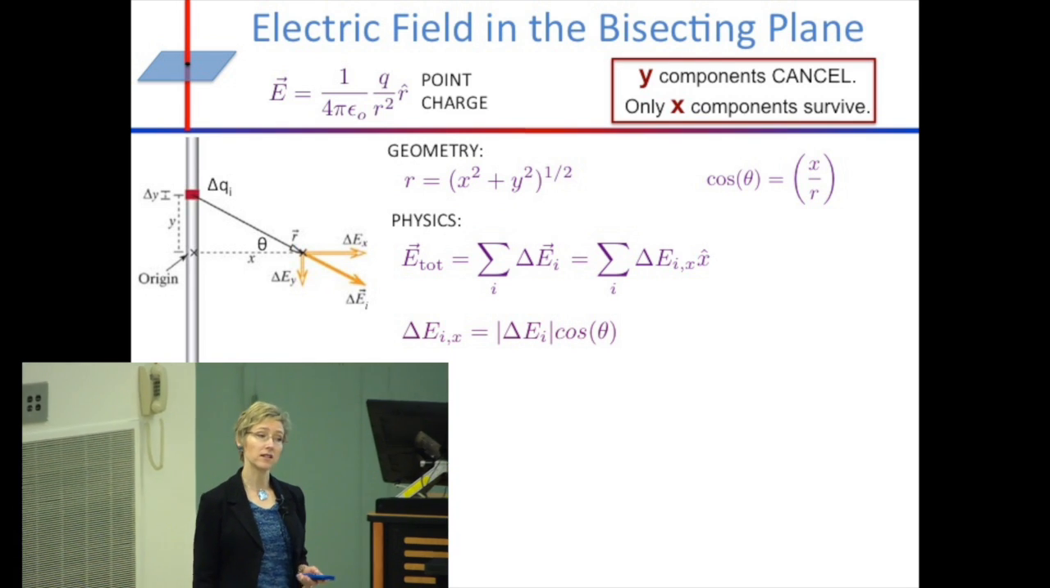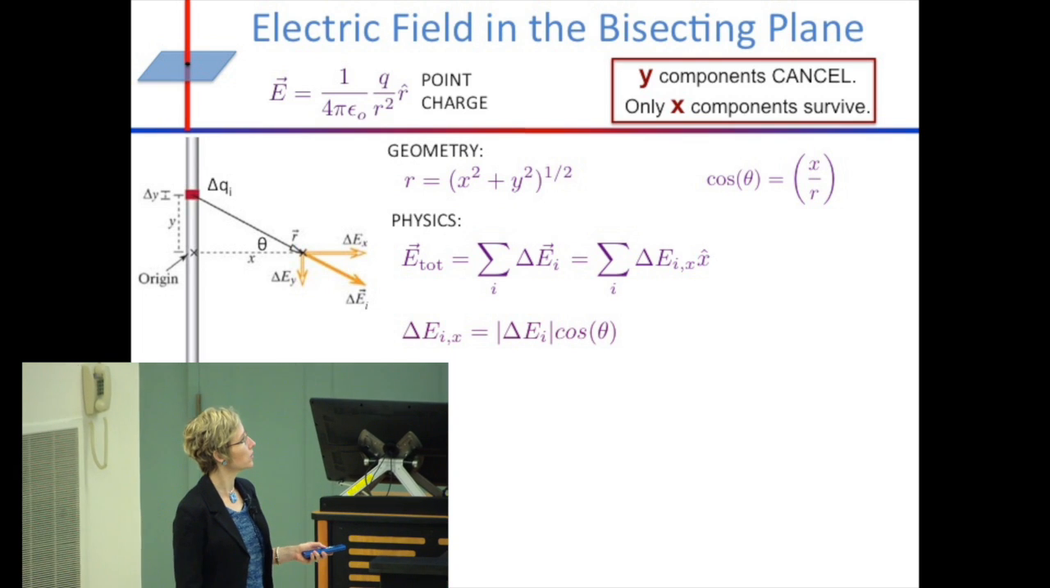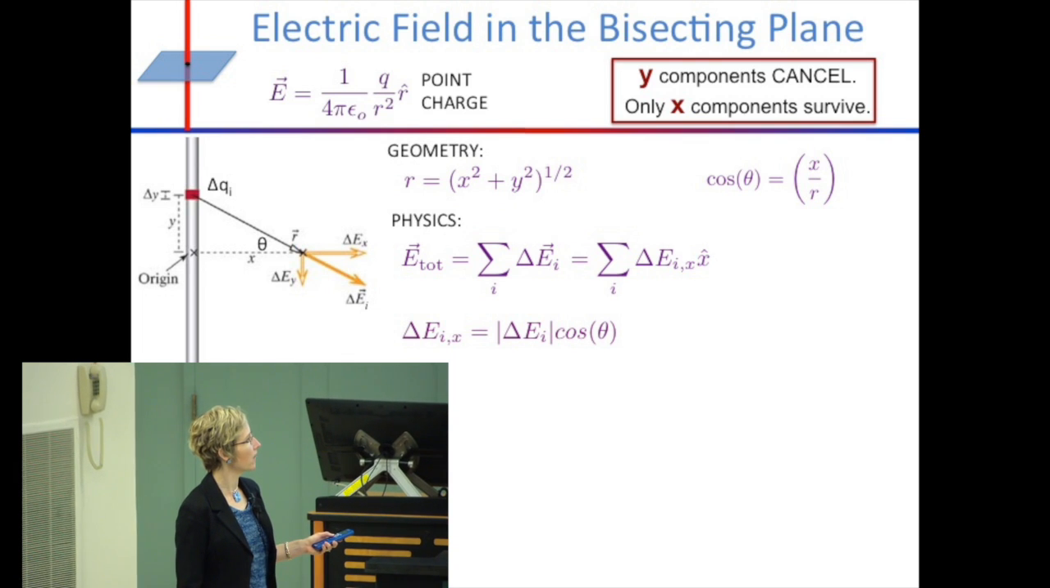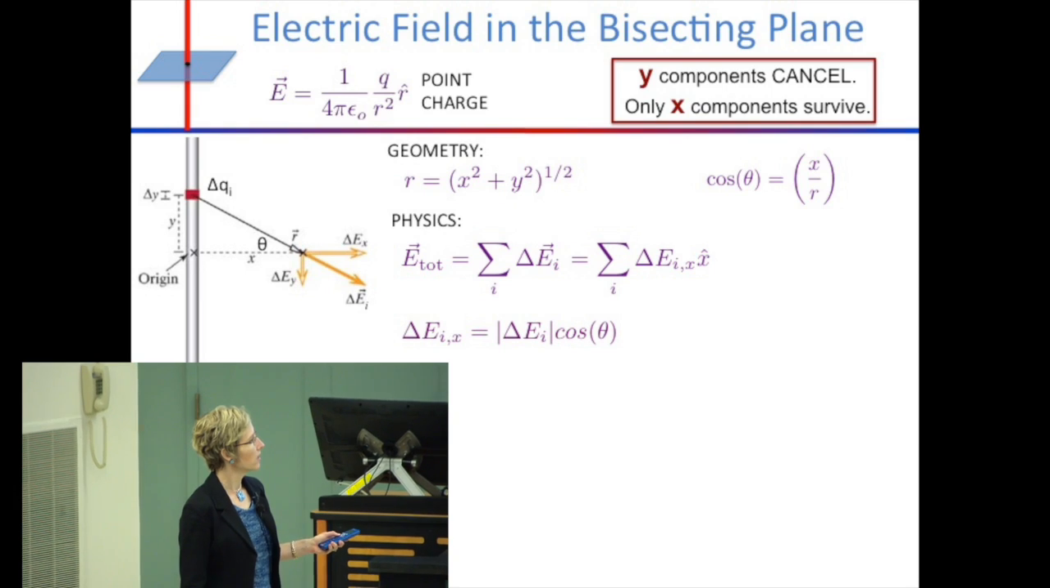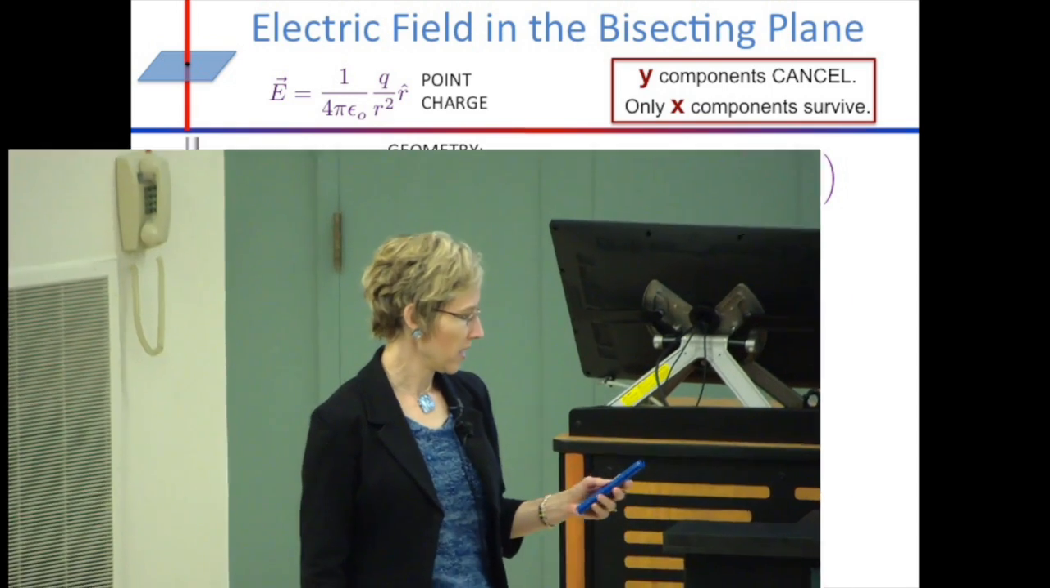The other thing I'm going to need is a cosine. So I'm going to go ahead and write down what the cosine is. So the cosine theta of this angle is x divided by r. So it's adjacent over hypotenuse.